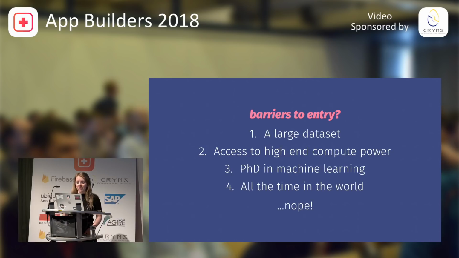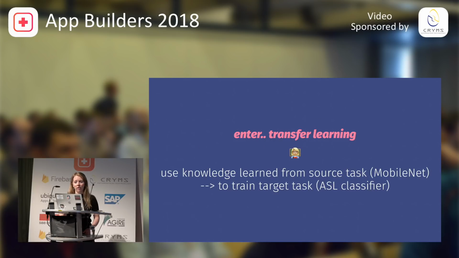And also, maybe you read that these are barriers to entry: a large data set, access to high-end compute power, all these crazy GPUs and TPUs, a PhD in machine learning, which has really only been around for not very long at all, or all the time in the world. But luckily, these are not barriers, and if you have these in mind, you can hopefully set them aside. One of the main reasons you don't have to see these as barriers is a really cool technique that we're going to focus on called transfer learning. So it's time to bring transfer learning on the scene, because it alleviates all these barriers.